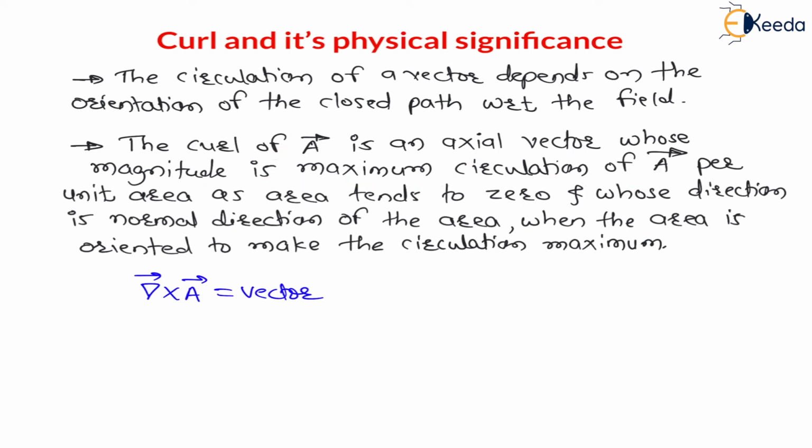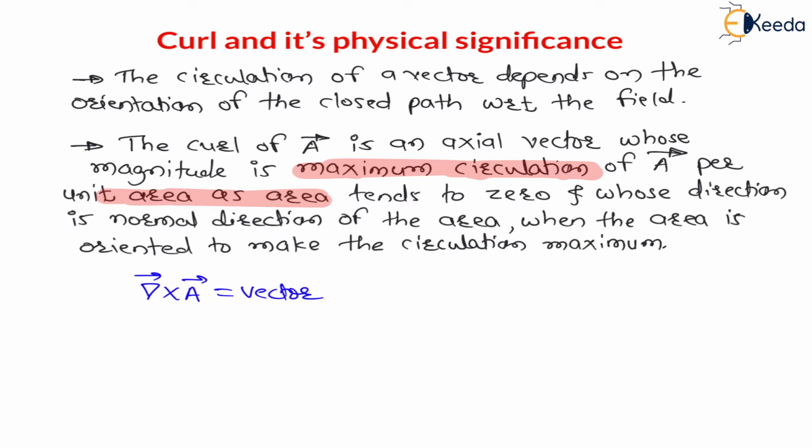Now the magnitude of curl, when can we say curl? When the magnitude of circulation is maximum. Whose magnitude is maximum circulation of vector A per unit area. Now it is very important. Circulation per unit area is nothing but curl. Maximum circulation of any vector per unit area is nothing but curl of vector A, per unit area tends to 0, right? See, as area tends to 0, definitely curl tends to maximum. And whose direction is the normal direction of area when the area is oriented to make the circulation maximum.